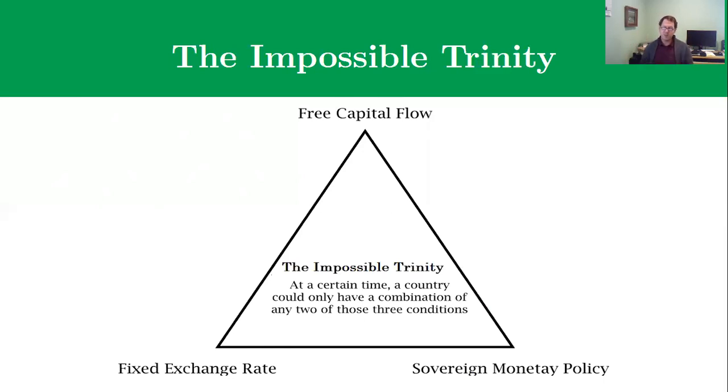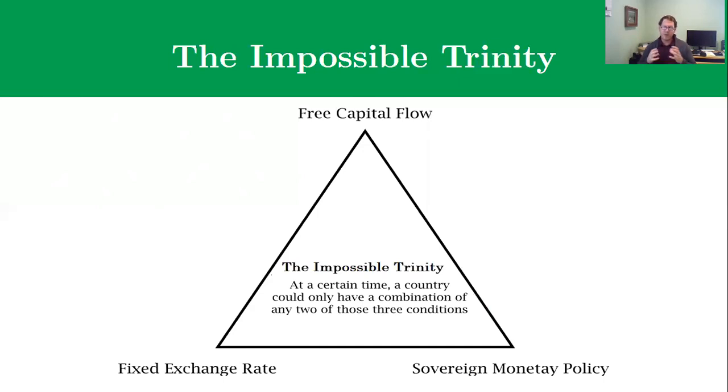And then a third thing that we might want in a currency system is free capital flow. We might want to allow for money to come into our economy and leave our economy in terms of investment. And maybe that's good because money moves where it can be most efficient, and that's maybe good for economic growth.